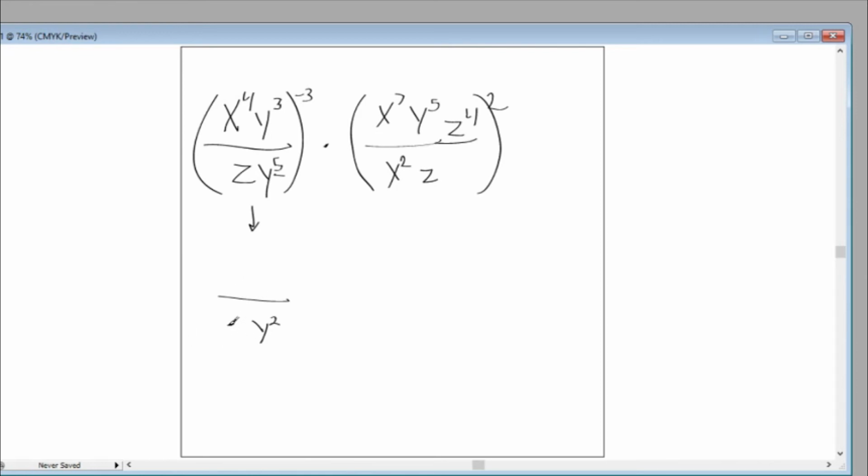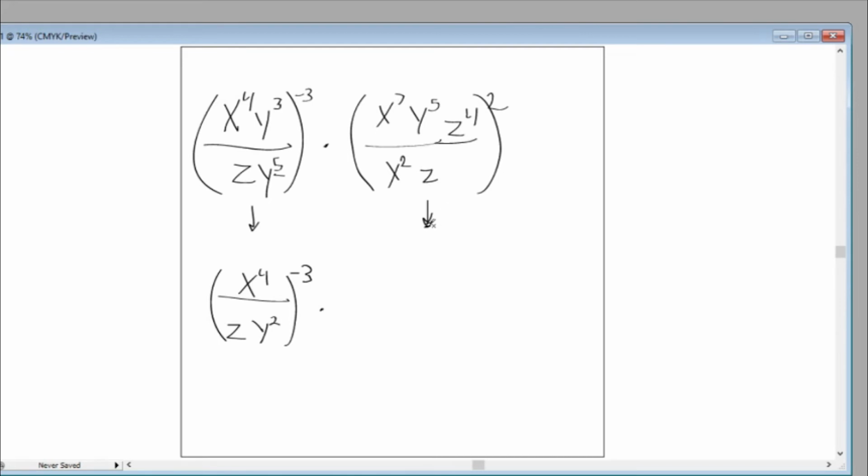Alright. Z, again, nothing happened to Z because nothing matched up with it. And X, nothing happened to it because nothing matched up with it. However, we still have this, whoops, that should be to the fourth. We still have this exponent on the outside, so we got to remember to keep that. Alright. This one. Let's do this fraction.